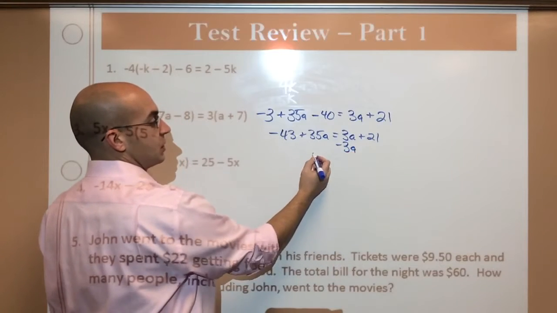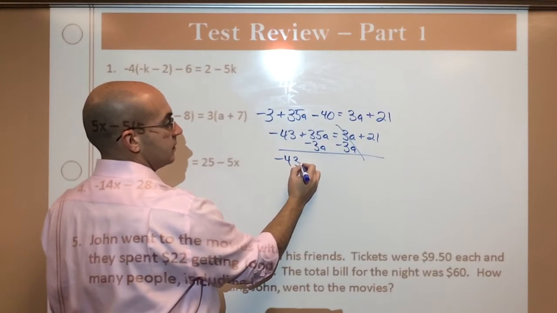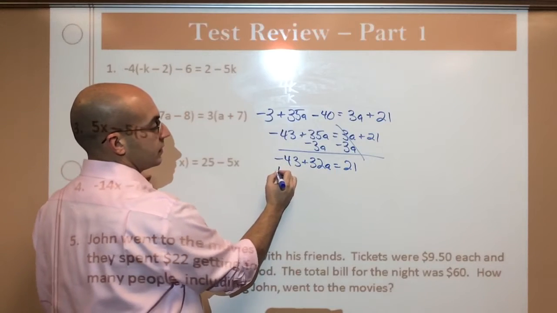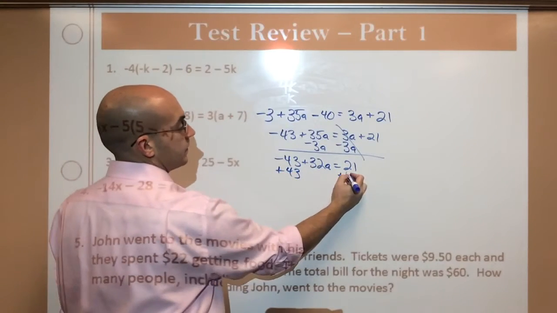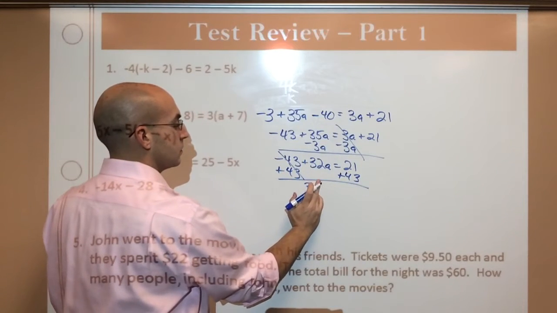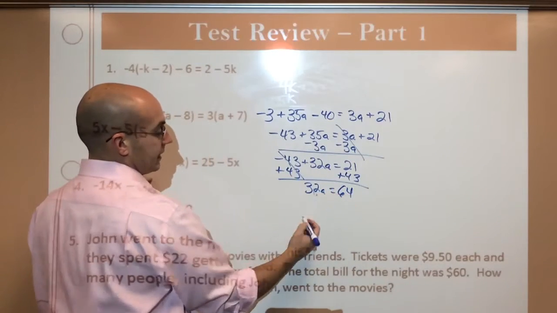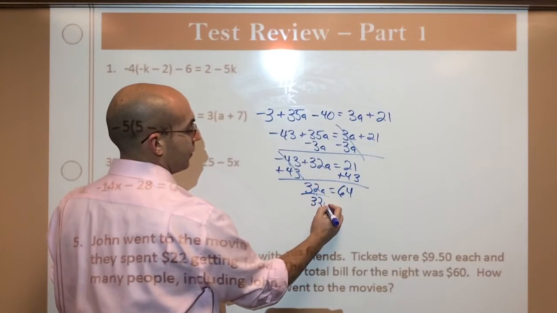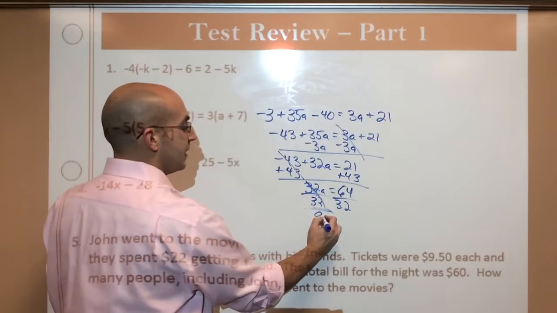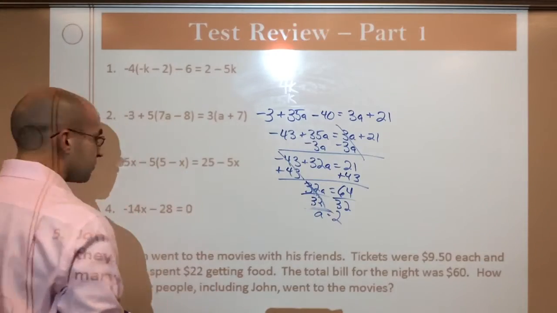Let's get rid of that little pesky 3a there. Right? So it's going to drop down here. -43 plus 32a equals 21. Now I've got to get rid of this number here because I've got to isolate a. Drop it down here, gone. Left with 32a. Oops. Okay, 32a equals 64. And the only way I can get that to work like that is if I divide by 32. I don't know why I made a 2 like that. I guess I thought it was a 3. A equals 2. I'm going to use a regular eraser.